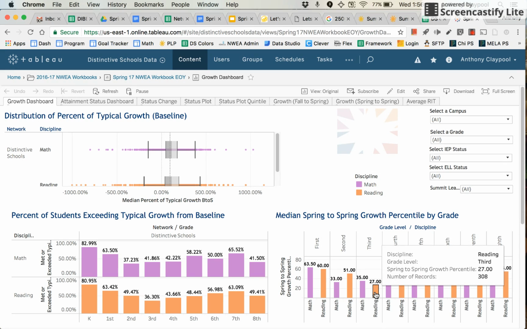Likewise, that means half of the students in this bar did worse than the 27th percentile in reading in third grade. So that's like, right away, red flag. We gotta start thinking about this.